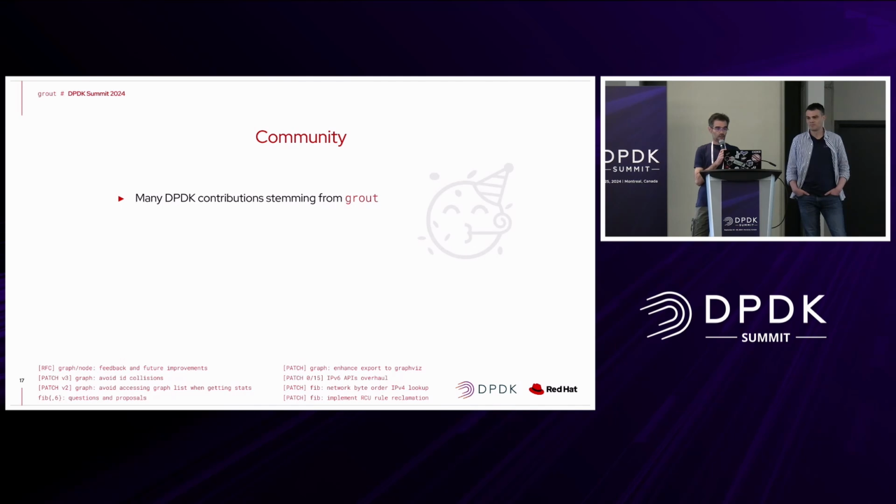On the community side, so one interesting thing is that by writing this piece of software, Robin revealed a lot of little things. We had issues in DPDK. So yes, there's a list of the fixes and evolutions that happened in the graph library, in the fib library, and others. You can find the link in the slide if you want to have a look.